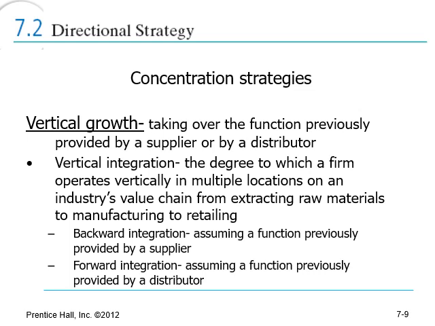So we have different locations. So now we have multiple locations. If I make some sort of integration between me as a manufacturer and this supplier for a tomato farm, so taking over the function previously provided by a supplier or by a distributor. Vertical integration is the degree to which a firm operates vertically in multiple locations on an industry value chain, from extracting raw materials to manufacturing, to retailing.